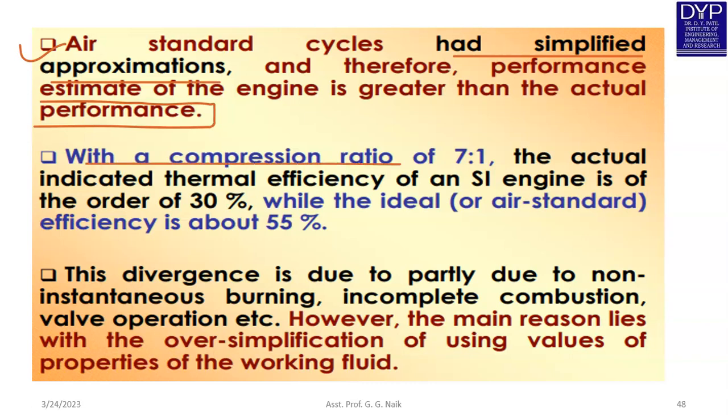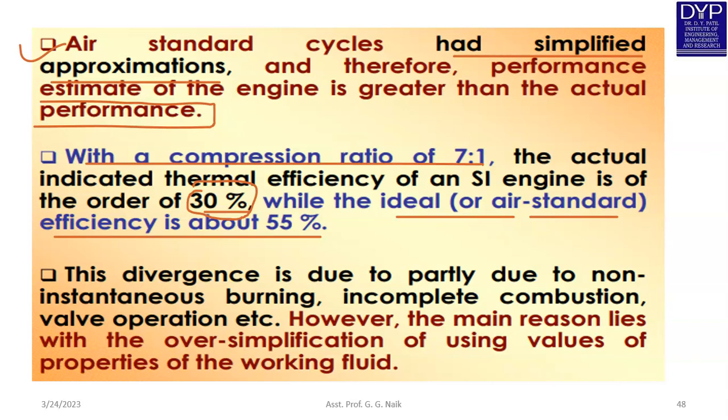With a compression ratio of 7:1, the actual indicated thermal efficiency of the SI engine is of order 30%, while the ideal or air standard efficiency is about 55%. Look at this. So approximately half, we can say that efficiency is decreased, or it is less in the actual cycle analysis than air standard cycle analysis due to these approximations.